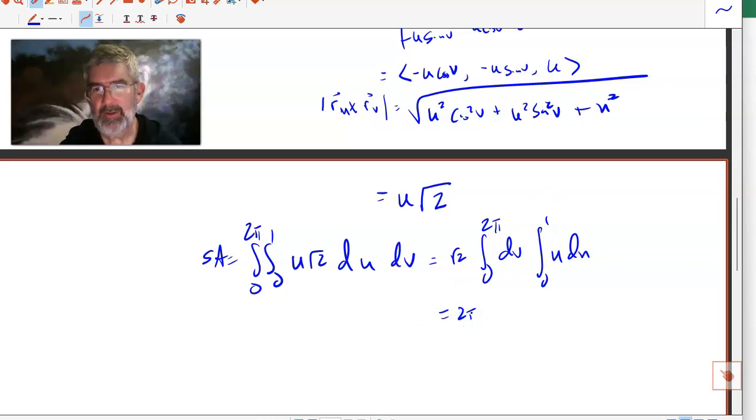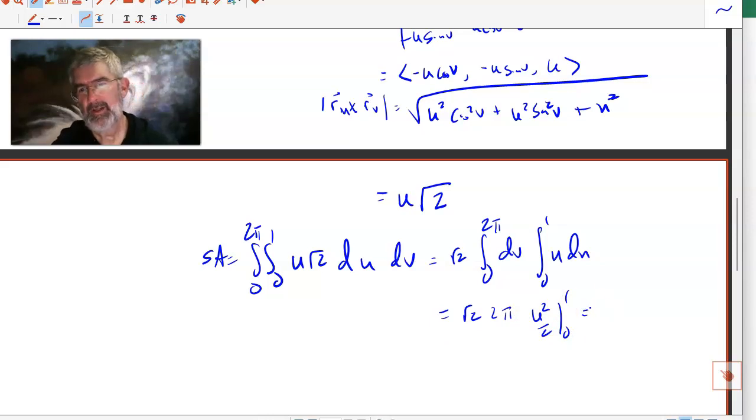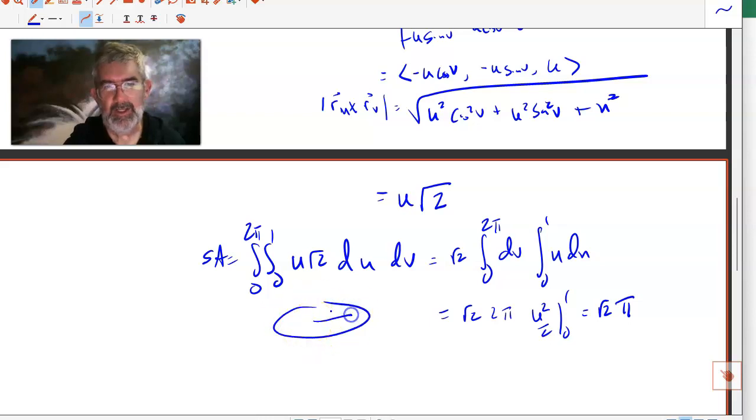So this is the square root of 2. This integral is 2 pi. This integral is u squared over 2 evaluated between 0 and 1, which is 1/2. So I've got the square root of 2 times pi. The 2 and the 1/2 are going to cancel out, and that's the surface area of that cone. Right? That cone of radius 1 and of height 1 has area square root of 2 times pi.